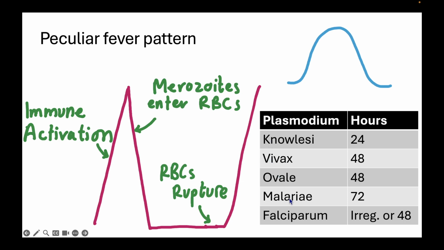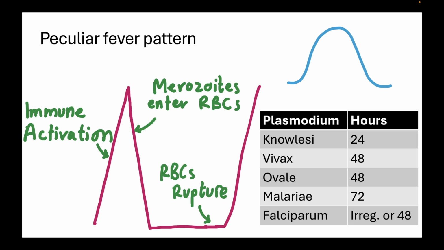So for different types of malaria, Knowlesi is every 24 hours, and then Vivax and Ovale are every 48 hours, Malariae is 72, and then falciparum is the worst one. It might be irregular, or it might be every 48 hours. Okay, now there's another problem with Plasmodium falciparum. So we said it was the worst one. So there's another problem with it.